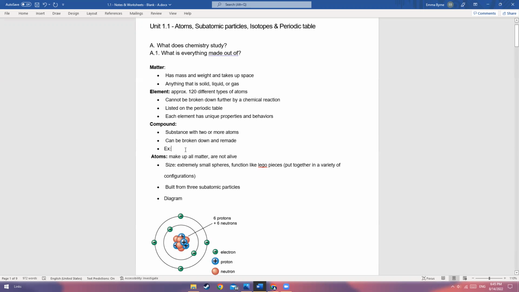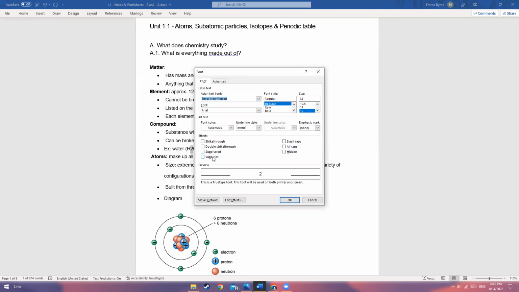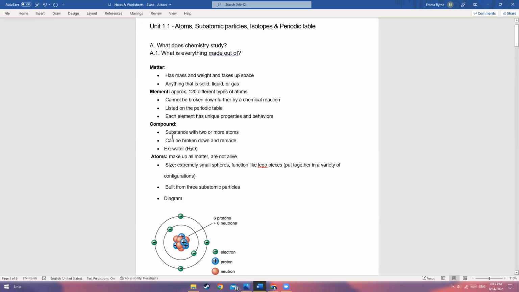An example of a compound could be water, for instance. Water would be H2O. I'll just use the chemically correct subscript here, and we'll talk about that in a later lecture. But essentially here, we have two different types of elements. We have hydrogen and oxygen. Here we have two hydrogen atoms bound to an oxygen atom. And that can be broken down further by chemical processes into hydrogen and oxygen.